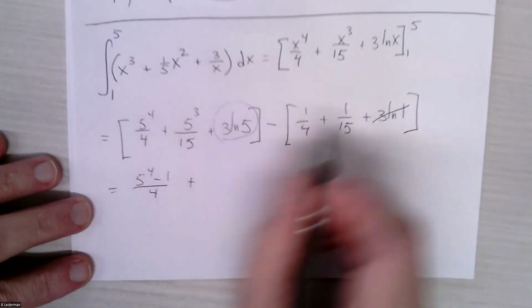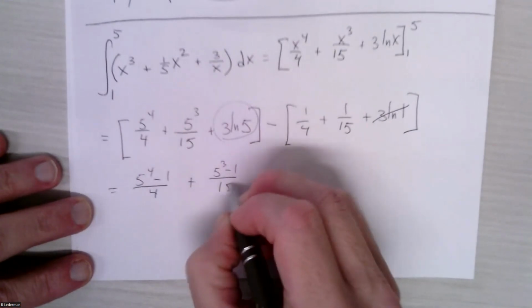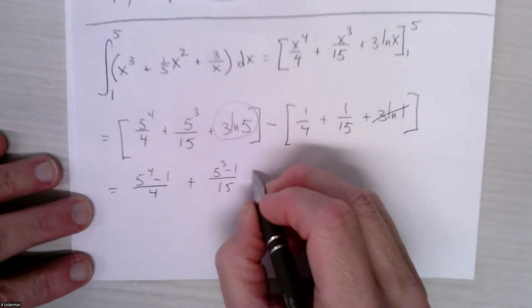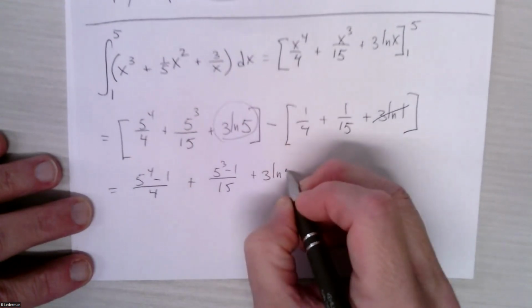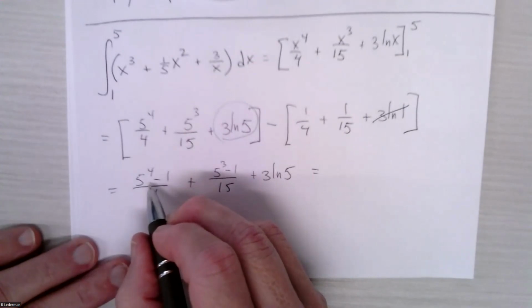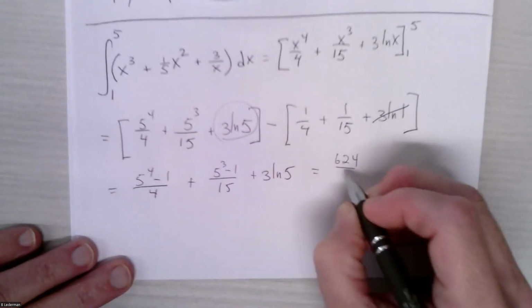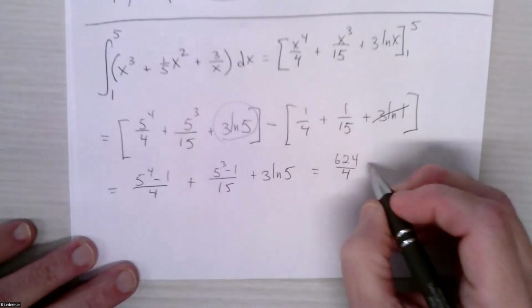Plus 5 to the 3rd minus 1 over 15. And then, of course, plus 3 ln 5. And let's see, 5 to the 4th is 625, minus 1 is 624. Oh, that's actually going to come out to be a whole number.